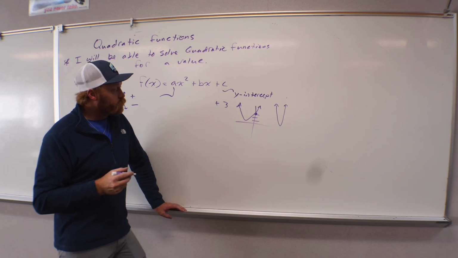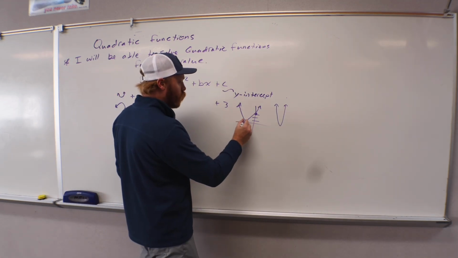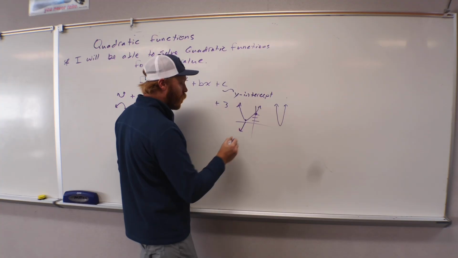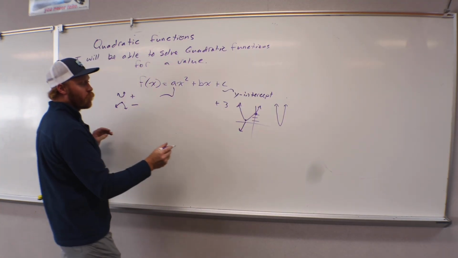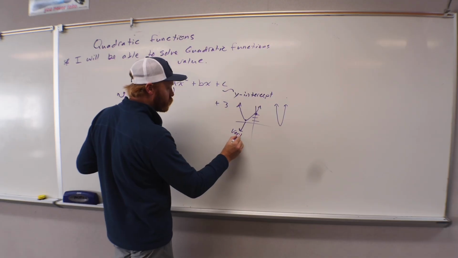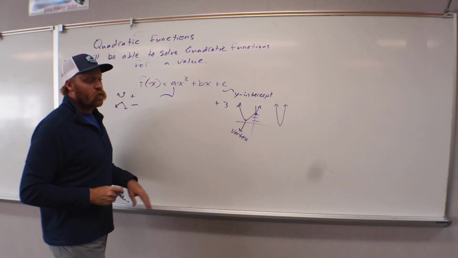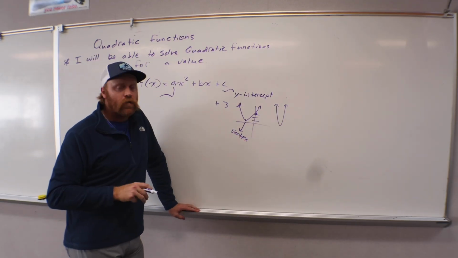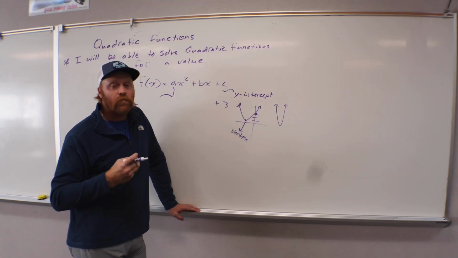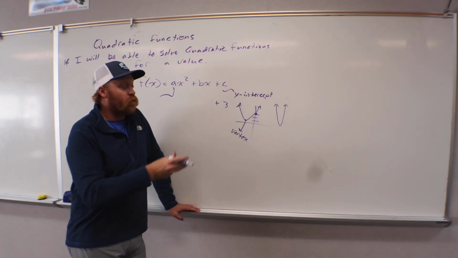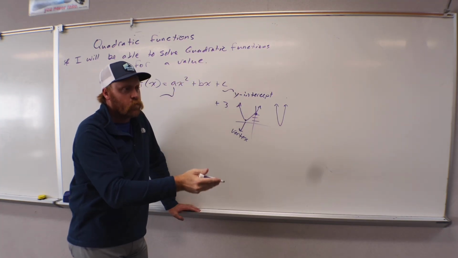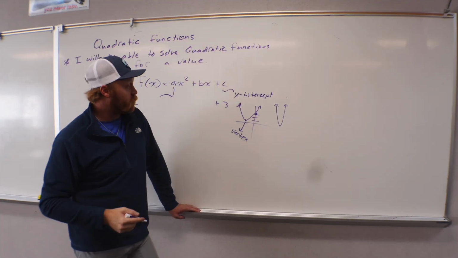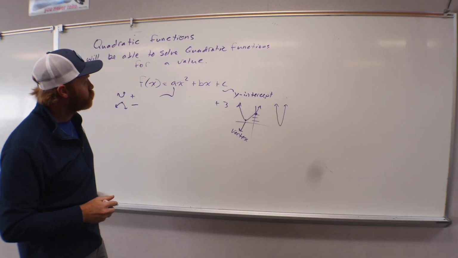Another thing that we need to know is this point right here. It's either at the bottommost point or it's at the topmost point, but we're going to call that the vertex. Essentially, if you dive into calculus, this is where the slope is going to be at 0. This is where the instantaneous slope is going to switch from a negative slope to a positive or vice versa.